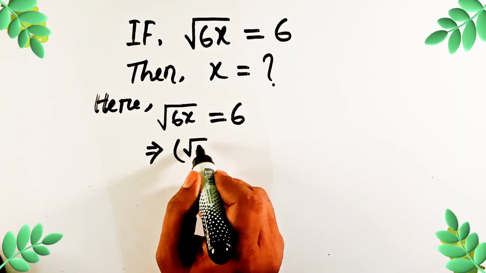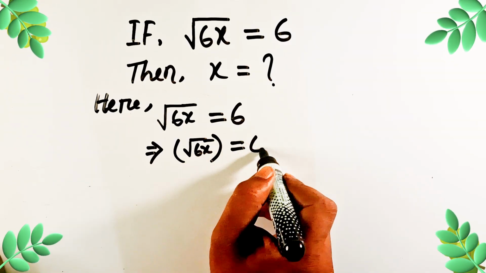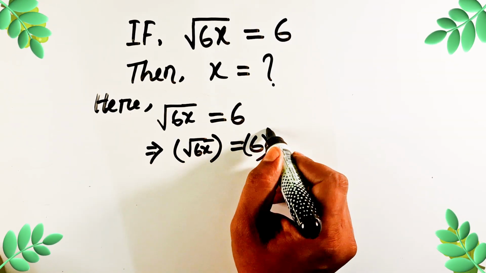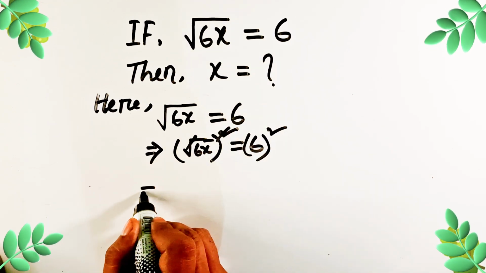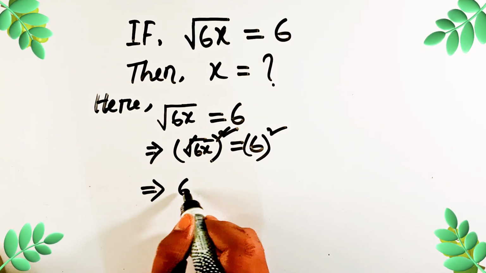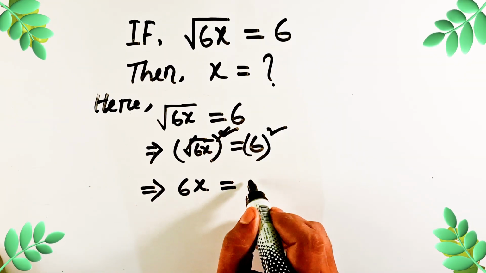If we square the root over 6x, we will find only 6x, and on the right side, if you square the 6, we will find 36. So 6x is equal to 36.